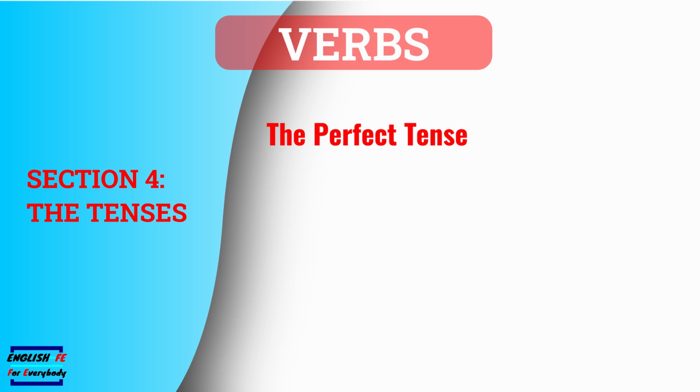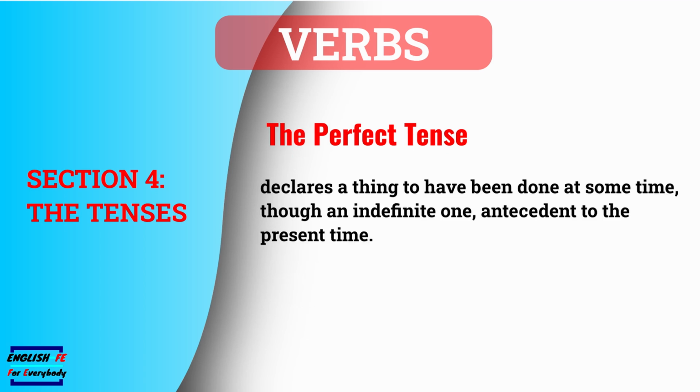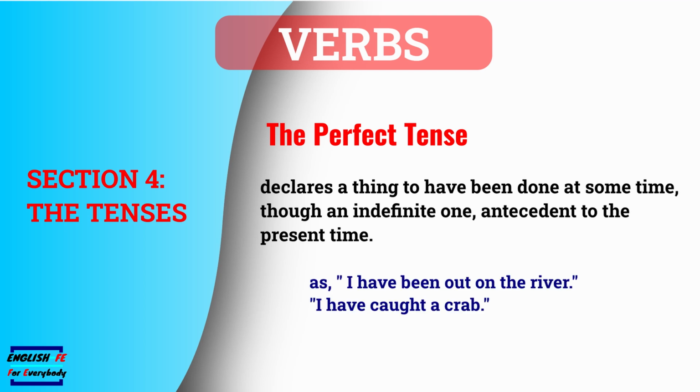The perfect tense declares a thing to have been done at some time, though an indefinite one antecedent to the present time. That, however, which the perfect tense represents as done is completely, or as we say of a green one when he is humbugged by the thimble-rig people, regularly done, as, I have been out on the river, I have caught a crab.